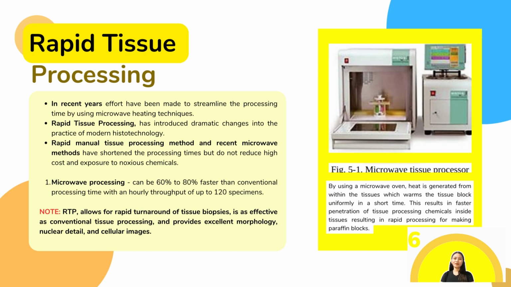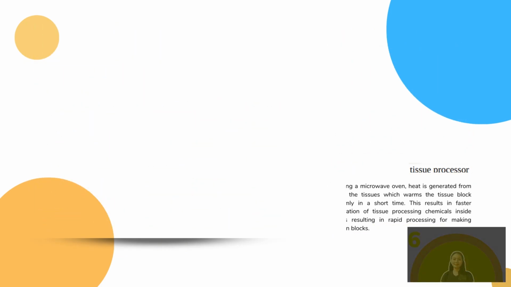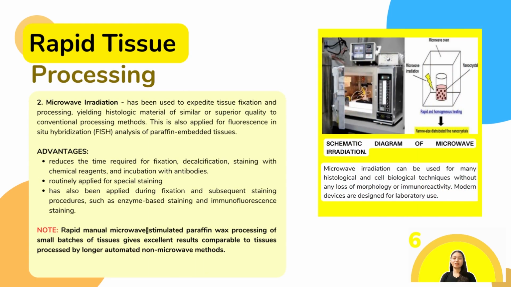By using a microwave oven, heat is generated from within the tissues which warms the tissue block uniformly in a short time. This results in faster penetration of tissue processing chemicals inside tissue, resulting in rapid processing for making paraffin blocks. Second, we have the microwave irradiation.